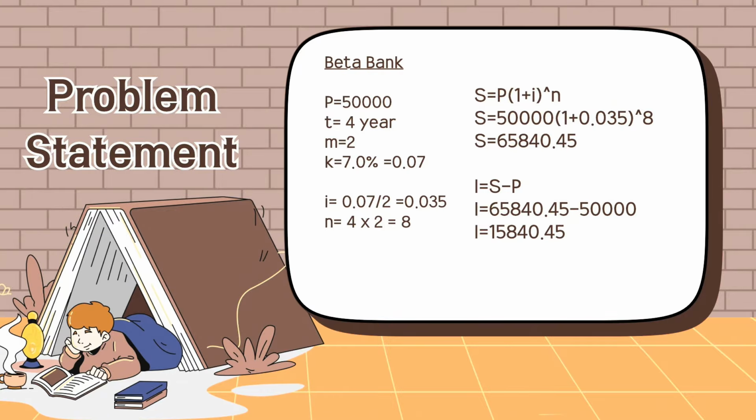The formula is I equal to S minus P. Then I equal to 65,840.45 minus 50,000. Then the answer is 15,840.45.